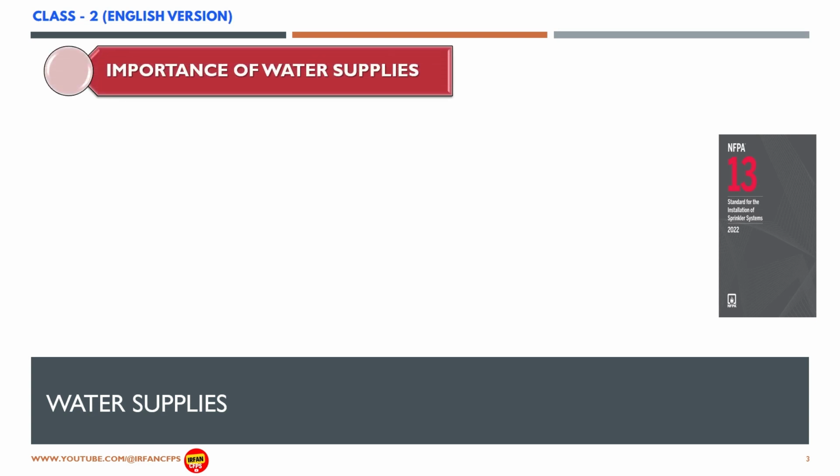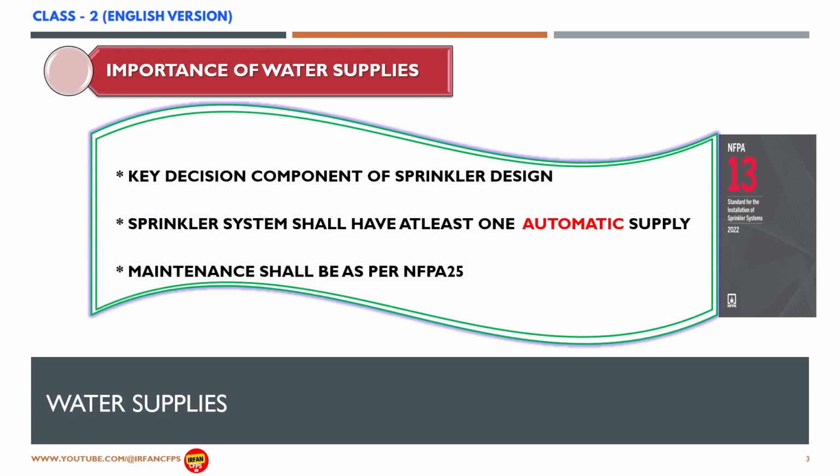Importance of water supplies. Water supply is a key design component since all water-based sprinkler systems require adequate water supply to function properly. The effectiveness of any sprinkler system design depends on its water supply. In the event that the water supply fails to provide the required system demand, it results in the failure of the system. Every automatic sprinkler system shall have at least one automatic supply.